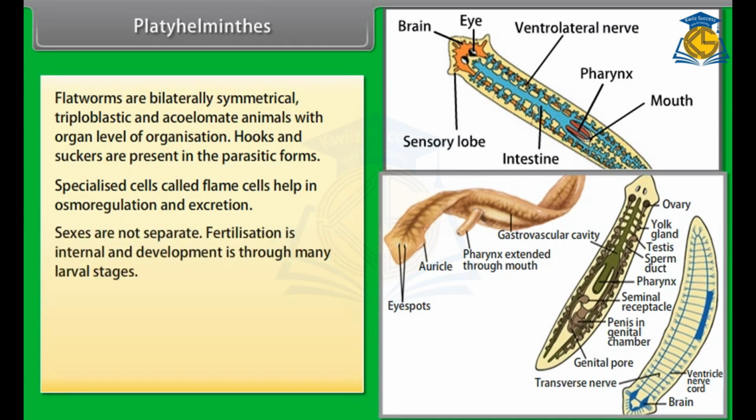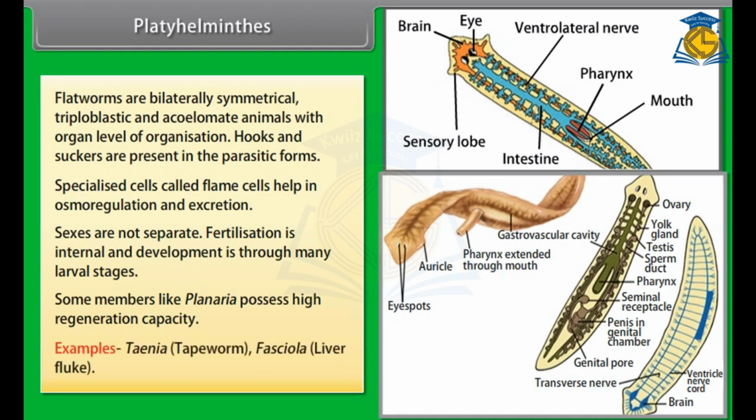Sexes are not separate. Fertilization is internal and development is through many larval stages. Some members like planaria possess high regeneration capacity. Example, Taenia, that is tapeworm, Fasciola, that is liver fluke.